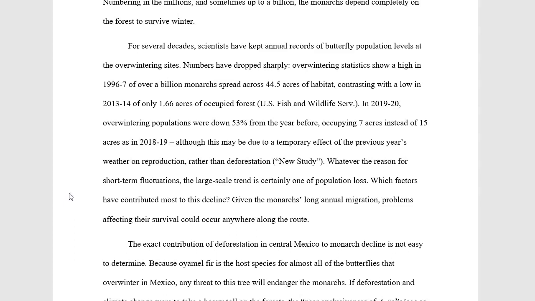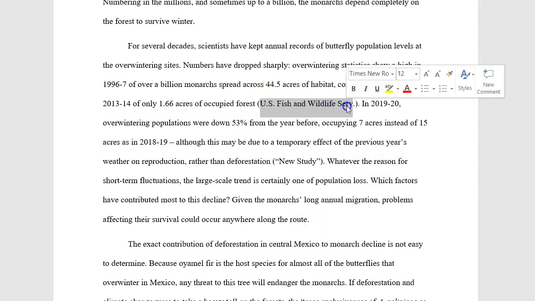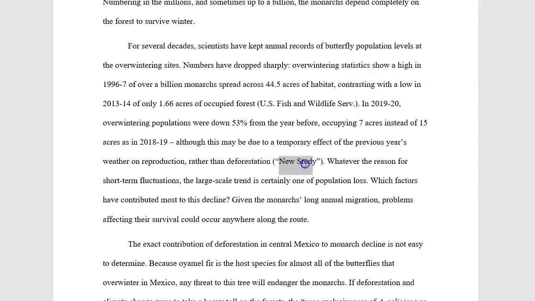Basically, you want to put in enough parenthetical citations that if your reader needed to know where the information came from, your reader can figure it out. Sometimes you might wait and put your parenthetical citation at the very end of the paragraph. But here I've decided to put them at the end of individual sentences, partly because I'm citing very specific numbers, and I really want you to know exactly which articles those numbers came from.